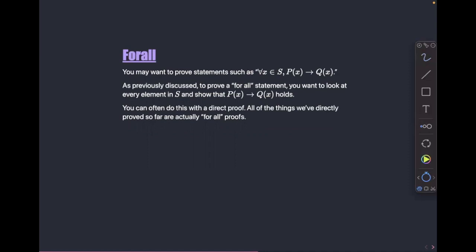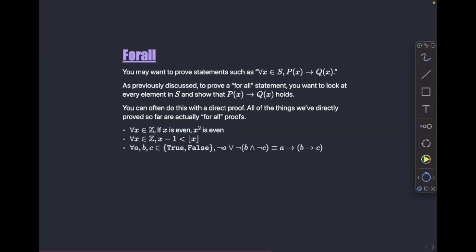Everything we've learned so far can pretty much be expressed using this for all notation. Some examples of what we've seen so far: if X is even, X squared is even. You basically put in front of it a for all X in the set of integers, this is true. Or when we said X minus 1 is less than the floor of X, you just say this is true for all X that are integers. So these are actually for all proofs. I just skipped this part of the definition. These can all be considered for all proofs.